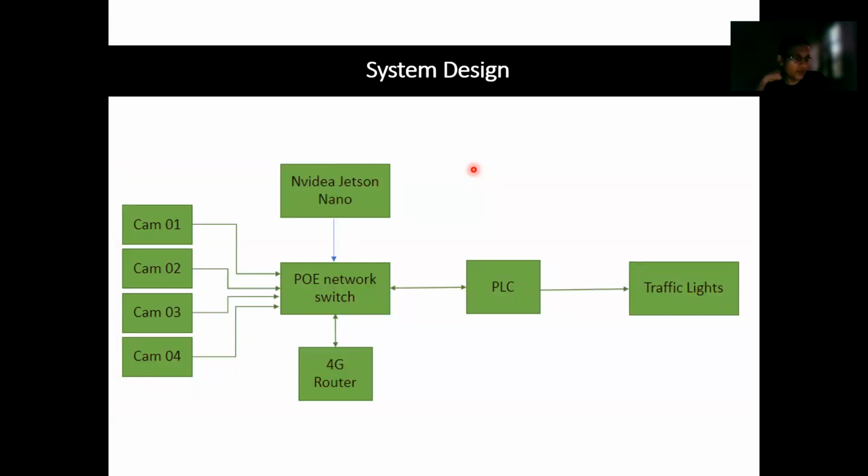Again, some out of the box thinking. So the entire adaptive traffic control system can be represented as a block diagram like this. Yeah, for a four-way junction, right? You have four cameras, and they're all sending the video feeds to the power-over-Ethernet network switch.